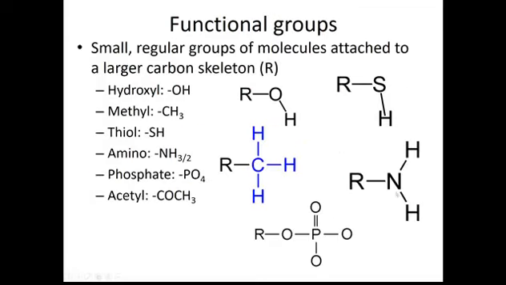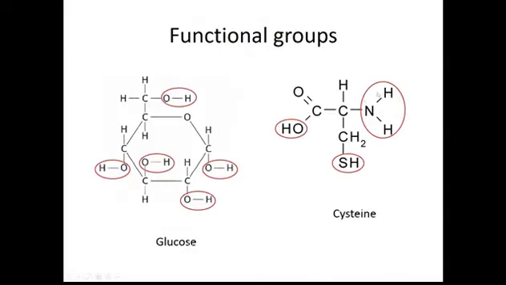An amino group is a nitrogen bonded to either two hydrogens or three hydrogens. That's why there's that little 3 or 2. It's not 3 halves, it just means 3 or 2. And on this molecule, there's an amino group right there.